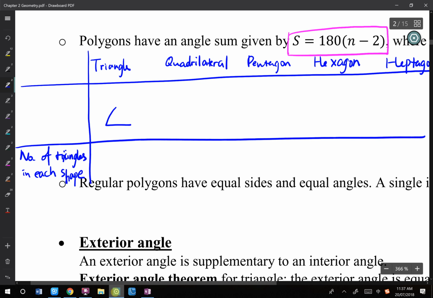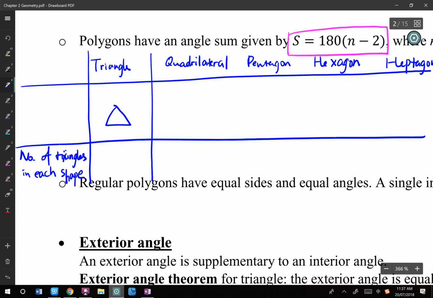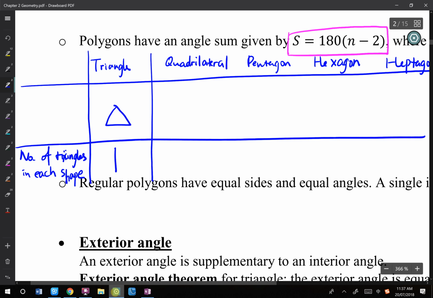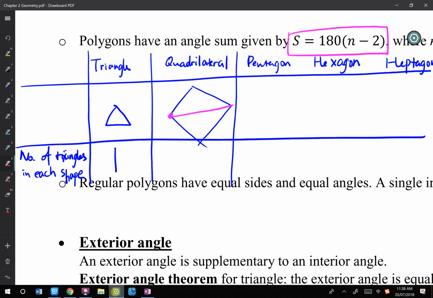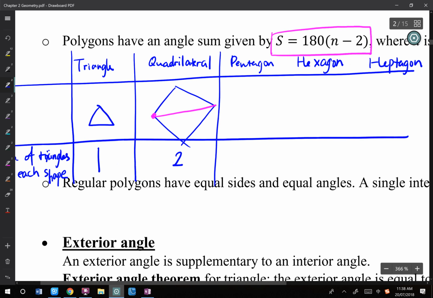Okay, for example, I draw a triangle. How many triangles are there in this triangle? 1. Okay, 1 triangle. There's only 1 triangle. But if I think about the quadrilateral, like any four-sided thing, not going to be special, just randomly sketch something. And I start from one point to cut this into triangles. I cut like this. So how many triangles have you seen? 2. Good. 2.